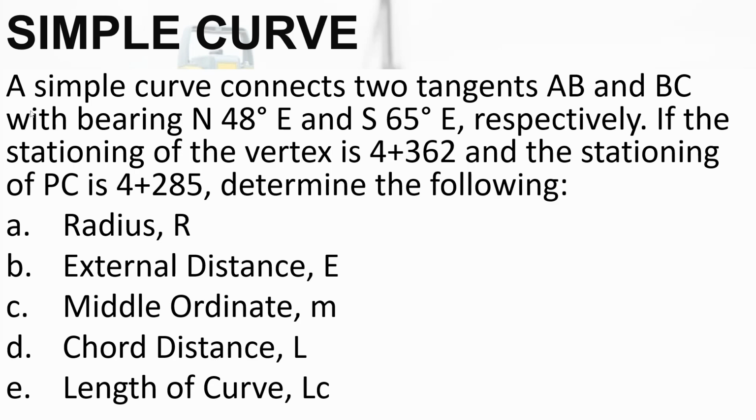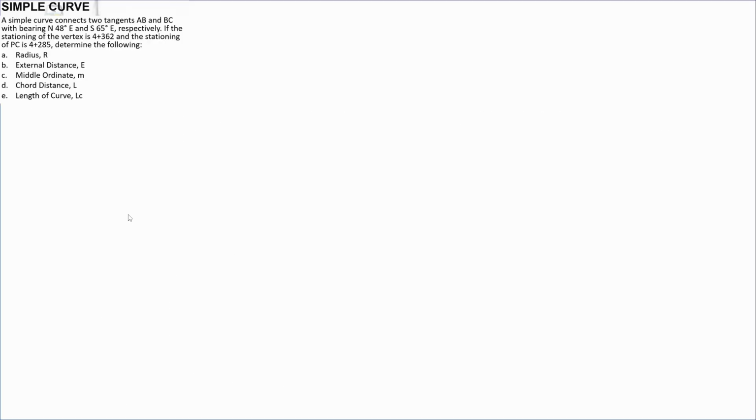So, a simple curve connects two tangents, AB and BC, with bearings north 48 degrees east and south 65 degrees east, respectively. If the stationing of the vertex is 4 plus 362 and the stationing of PC is 4 plus 285, determine the following: the radius, external distance, middle ordinate, chord distance, and the length of curve. So, kung ganyan, tingnan natin kung ano yung pwede natin gawin. Hopefully, nababasa naman yung nasa upper right, or upper left.